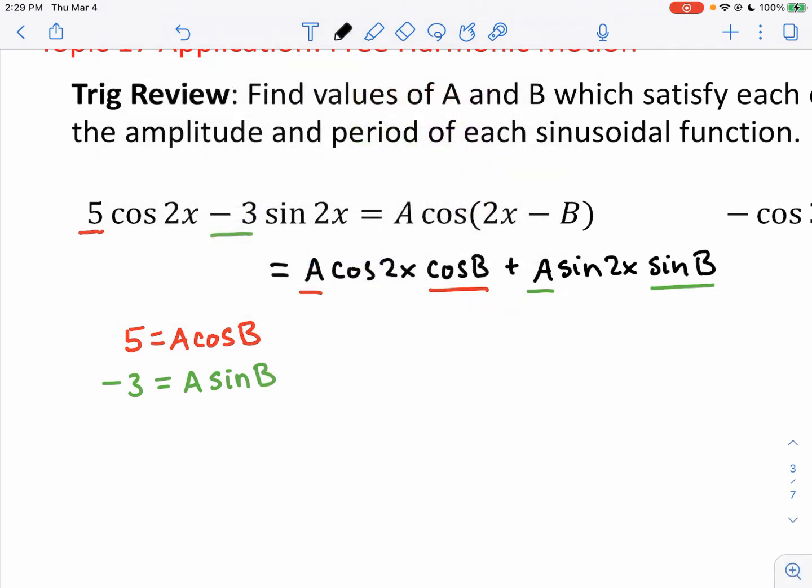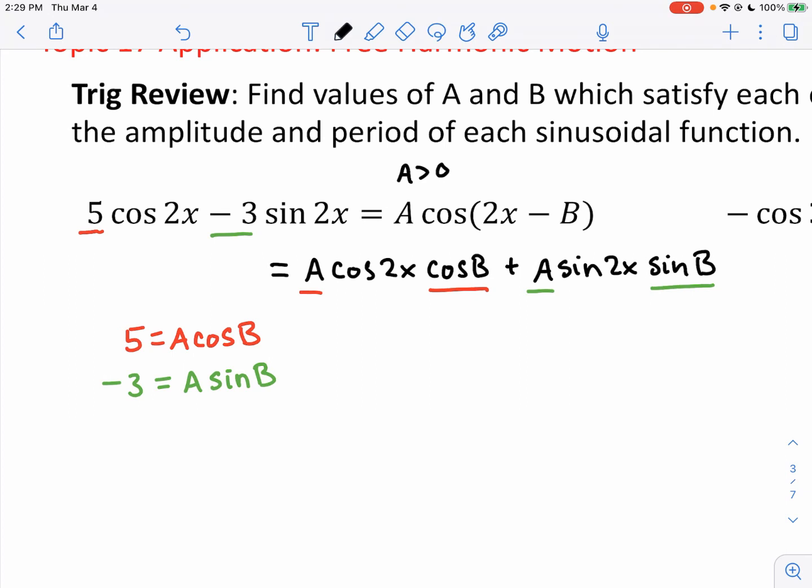We'll put these together and I'm going to create a reference triangle here, where the cosine of B is 5 over A, and the sine of B is negative 3 over A. And we're going to assume A is positive. We can do this in such a way that A will always be positive. So if A is positive, then cosine of B is a positive number, and the sine of B is a negative number. That happens in the fourth quadrant, where the cosine is positive but the sine is negative.